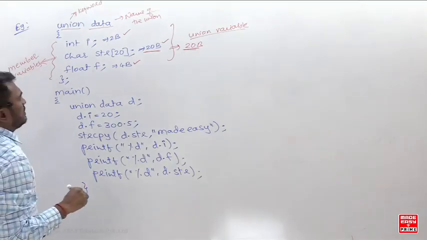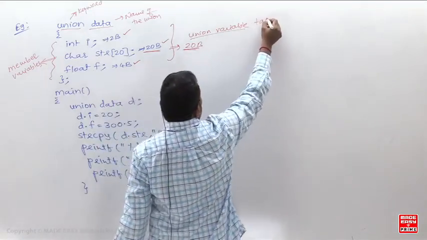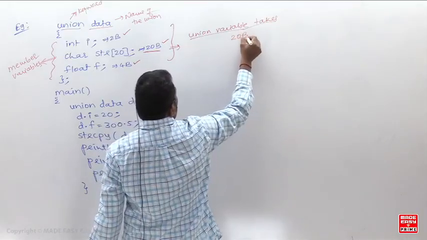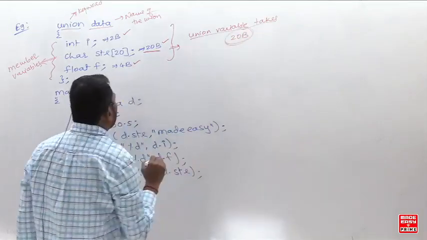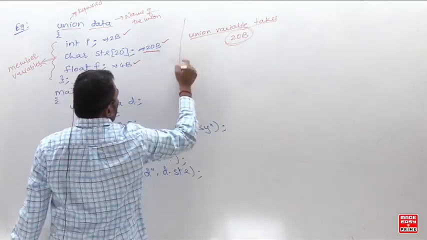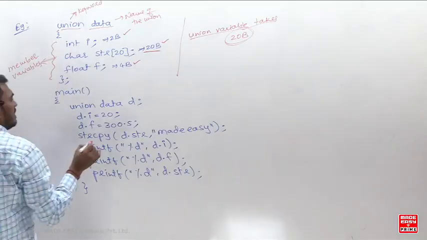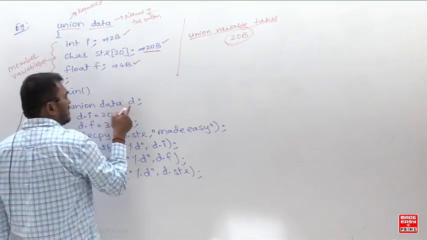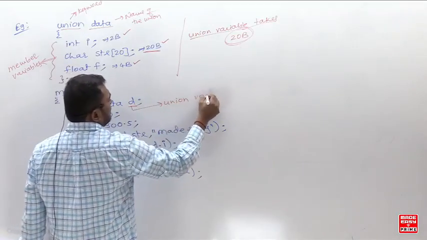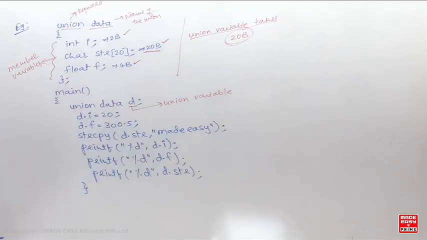Copy. So union variable takes 20 bytes of memory. Is that clear? Right? So don't confuse. So I better remove this, otherwise it will confuse. So union variable takes 20 bytes of memory, and all this is called member variables. And look here, union data D. What is this here? This is called a union variable. Okay, copy all this.